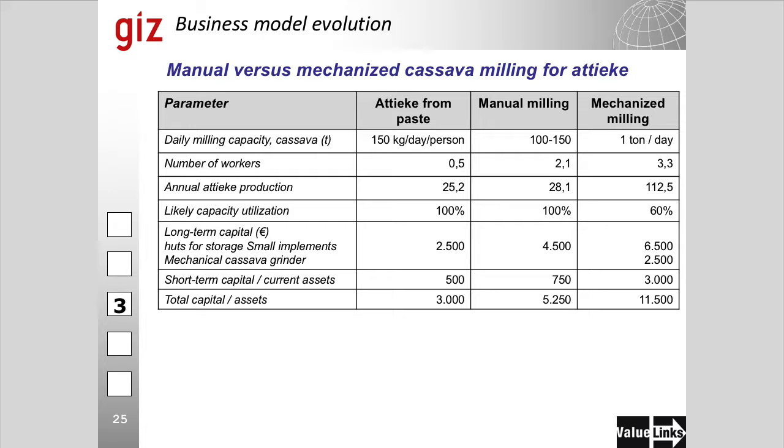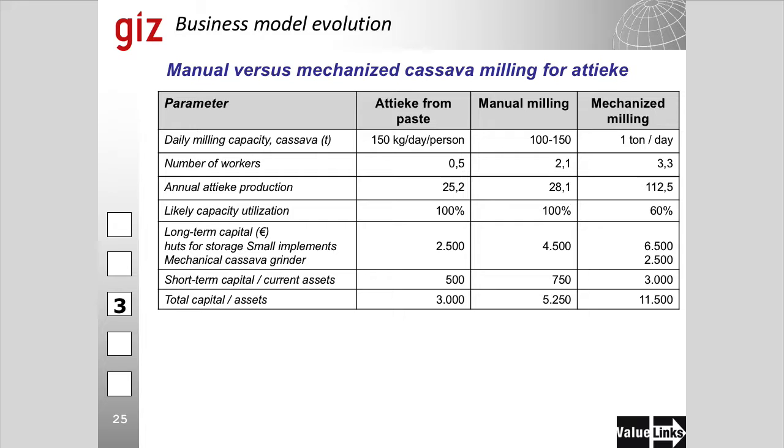Now let me first present some of the key parameters. Daily milling capacity in cassava tons. If you do it from paste, there is around 150 kg per day per person capacity. So one person can process 150 kgs of paste, max. Some do less than that, but that's about the capacity. So you can already see that the capacity of a manual producer, an artisanal producer, is the number of people he engages. So the more people, the more you can do.